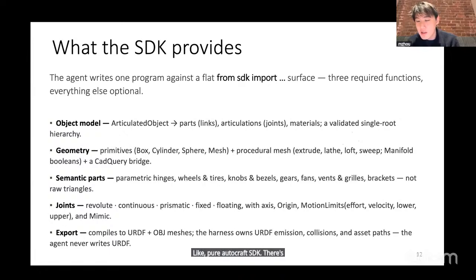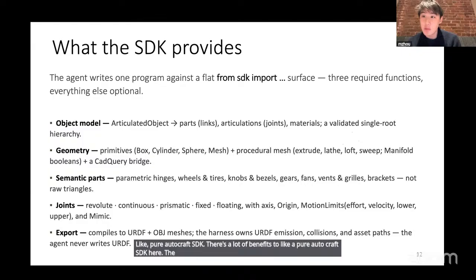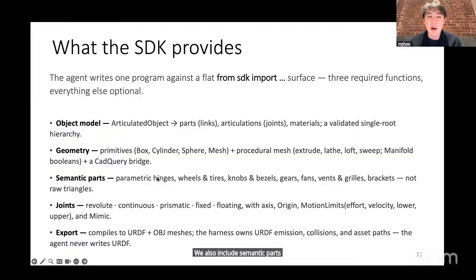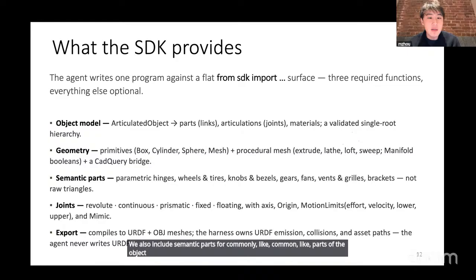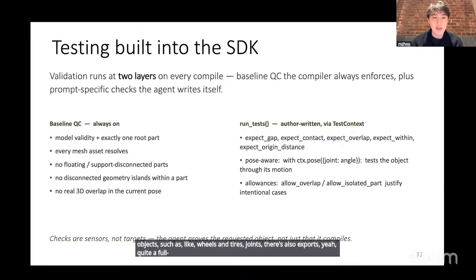There's a lot of benefits to a pure Articraft SDK here. The fact that we calculate collisions precisely is a lot simpler for the agent. So most of the time it's writing against primitives and procedural meshes. We also include semantic parts for common parts of the object, such as wheels and tires, joints. There's also exports. Yeah, quite a full-fledged SDK.